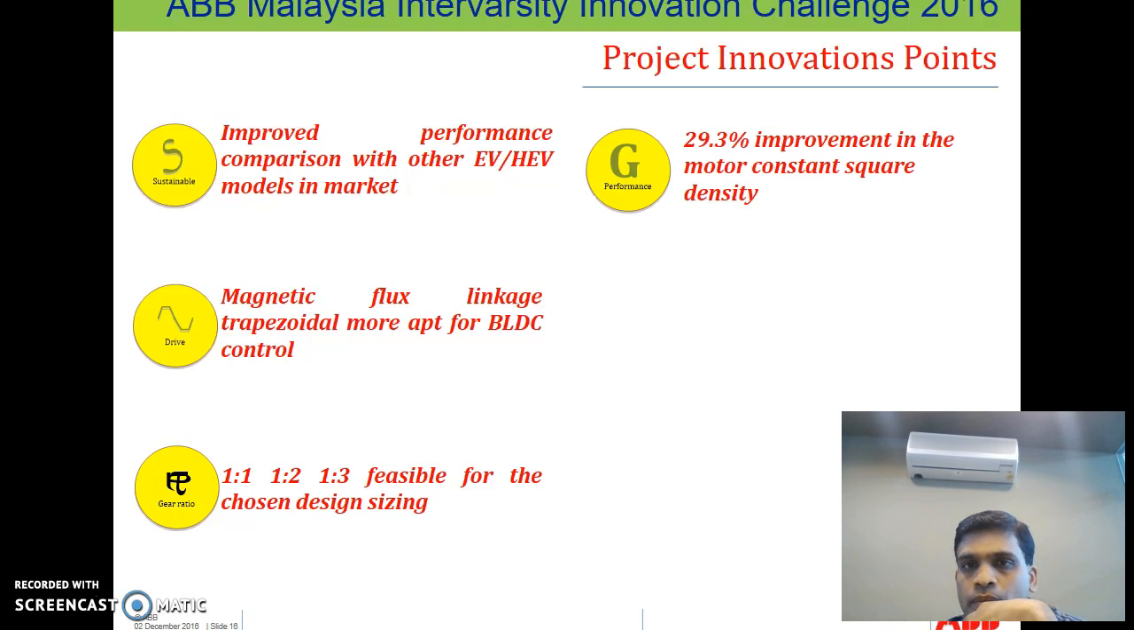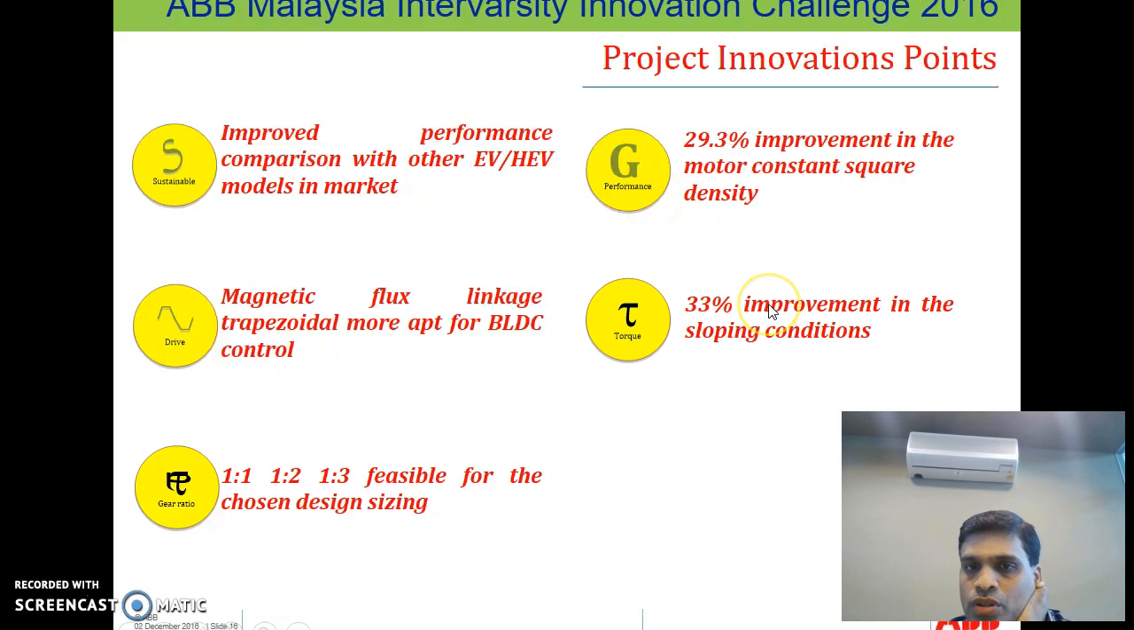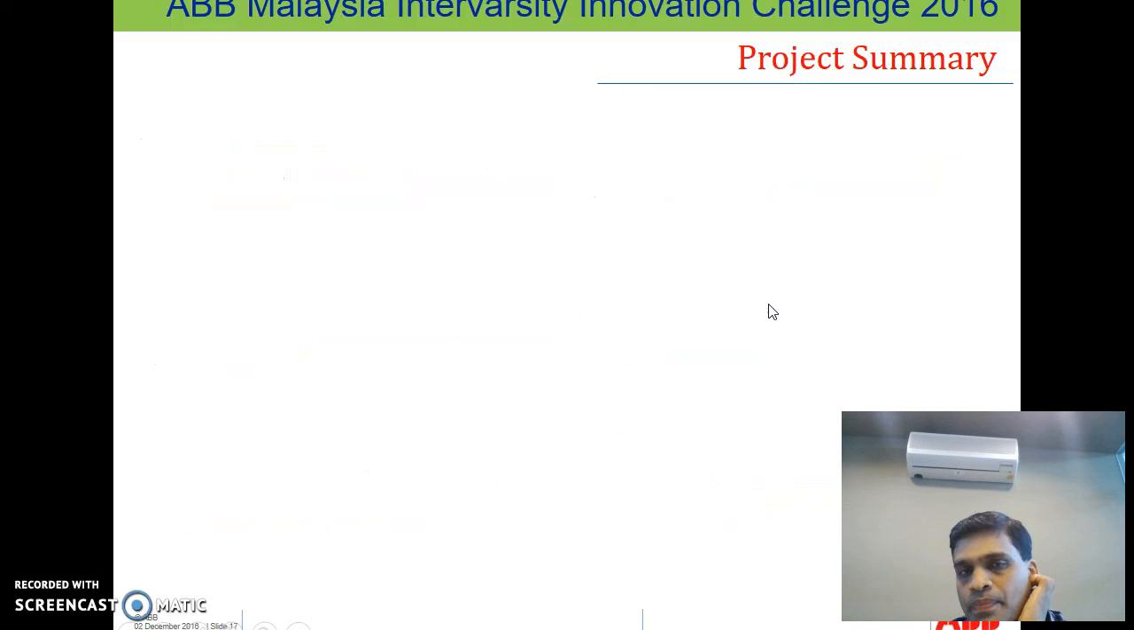Okay, so there is a 29.3% improvement in motor constant square density. This identifies the ratio of torque to volume. The torque improvement is about 33%, and there is an 8.9% improvement in the torque density.